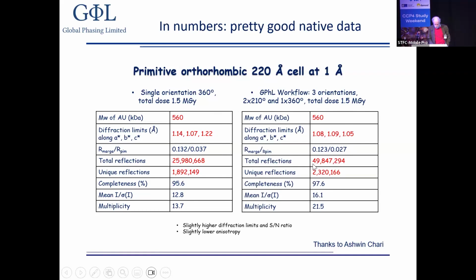You get about twice as many observations and quite a few extra unique reflections because of the extension. Even small differences on these numbers can mean a lot of reflections, a lot more reflections. The I over sigma has increased, the multiplicity has increased. This is what leads to those extra features in the map.